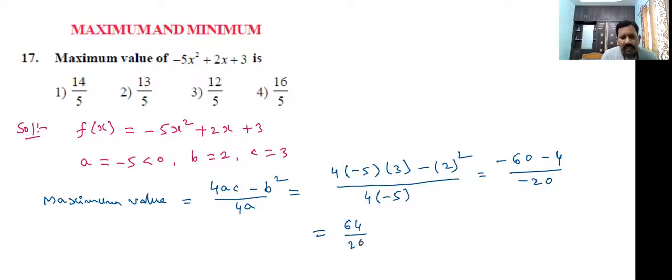Numerator negative, denominator negative, cancel. Okay. 4 1s are 4, 4 6s are 24. 4 5s are 20. So the maximum value is 16 by 5. Fourth option, correct.